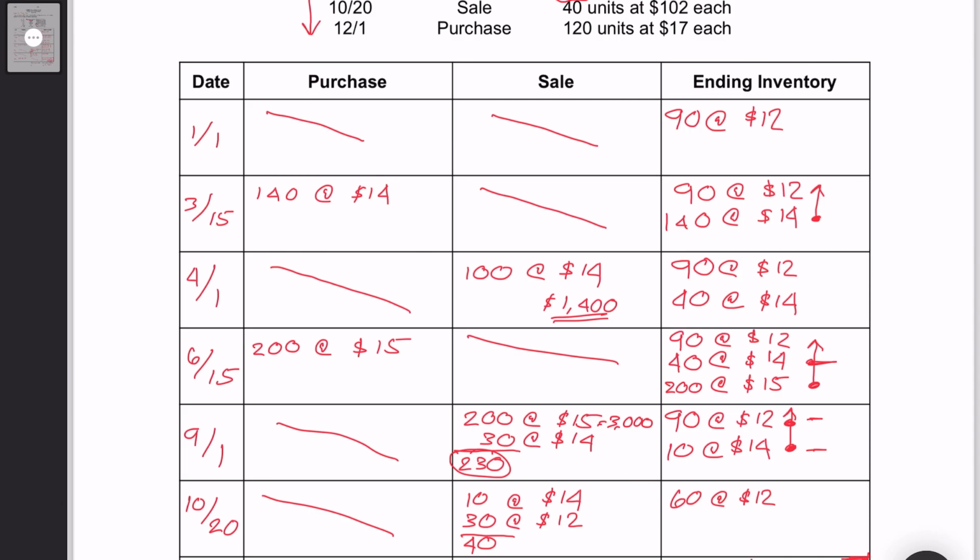And next, we're going to go ahead and take our 30 units at $14, and that's going to give us a cost of $420. So together on the 9/1 sale, we have total costs of $3,420. We're going to do the same process down now on 10/20. So our 10 units at $14, that's going to be $140. And our 30 units at $12 is going to equal $360. It's going to give us a total cost here of $500.